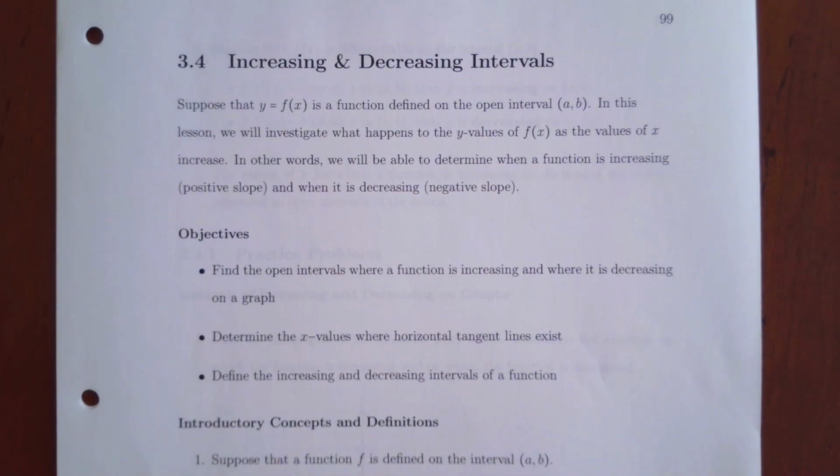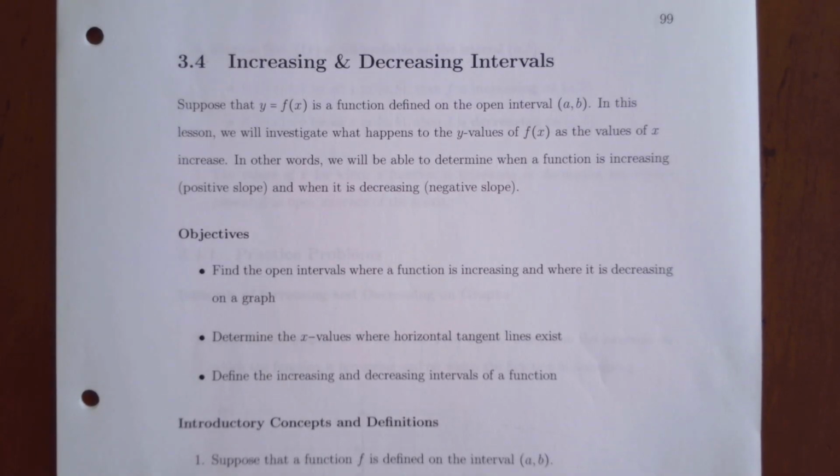Hi everybody, welcome back. We're going to look at section 3.4 and that is on increasing and decreasing intervals. So the paragraph up at the top says suppose that y equals f of x is a function defined on an open interval from a to b. In this lesson we will investigate what happens to the y values of f of x as the values of x increase. In other words, we will be able to determine when a function is increasing, which means it's going to have a positive slope, and when the function is decreasing, which means we're going to be looking for negative slopes.